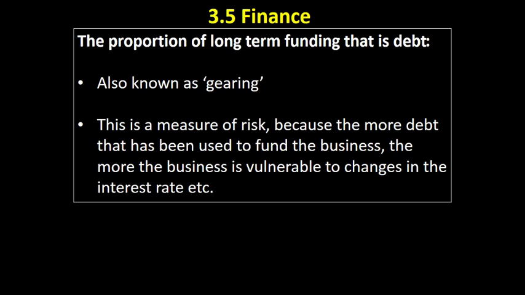So the objectives that might be set, if you've got a low level of gearing, you might set yourself the objective of borrowing some money and expanding. If you've got a high level of gearing, you'd probably be looking to reduce that by paying off some of the debt and getting yourself below 50%.